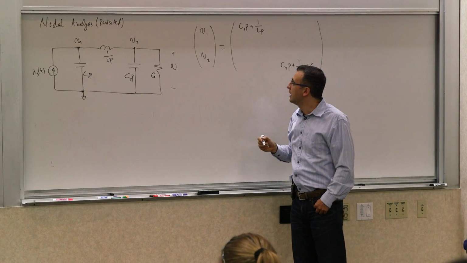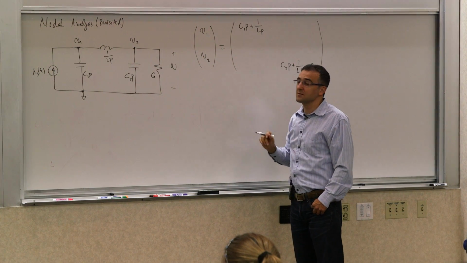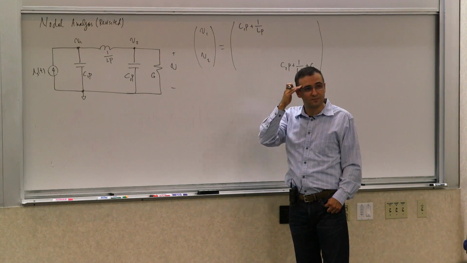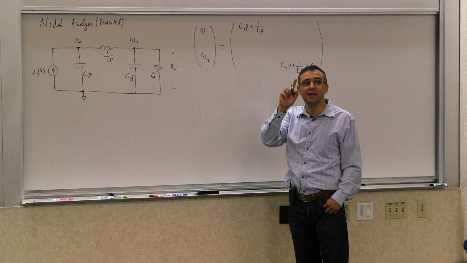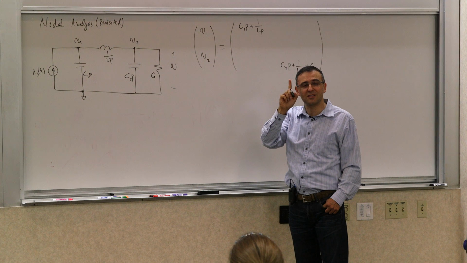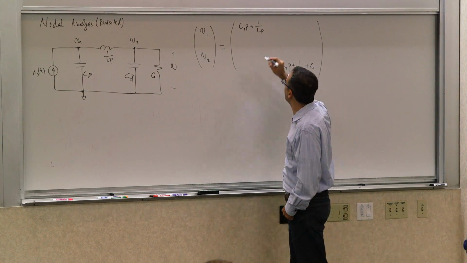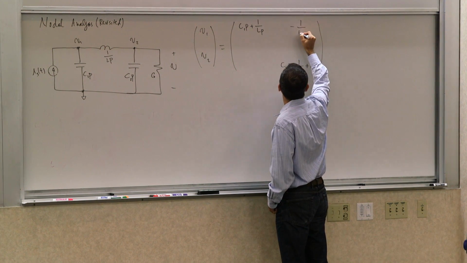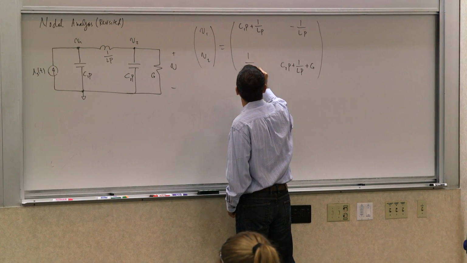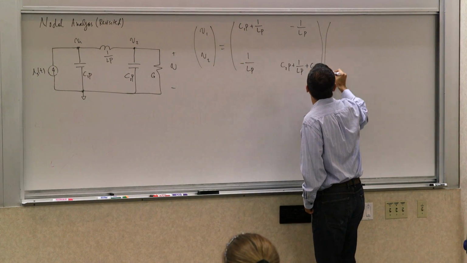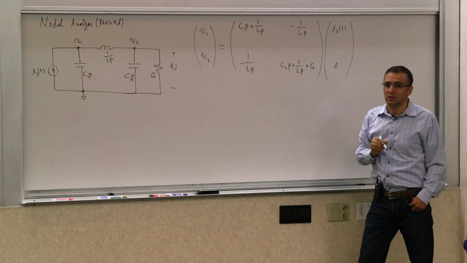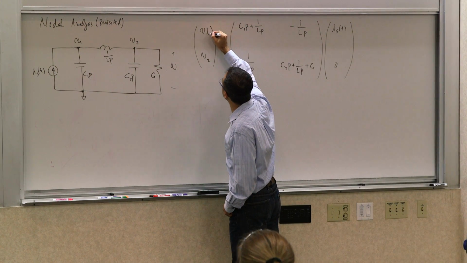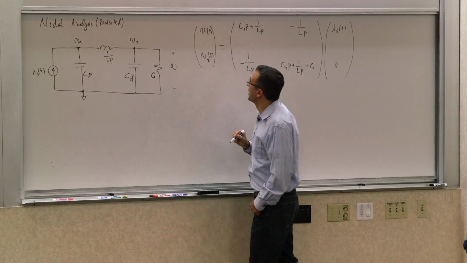Yeah, G. And what are the off-diagonal elements? The conductance they share with the other node. There's some caveat to that. It's about sign. Oh, it's negative. Negative 1 over LP. Negative 1 over LP. Operating on IS of t and 0. So these are the equations describing the voltages of these 2 nodes.